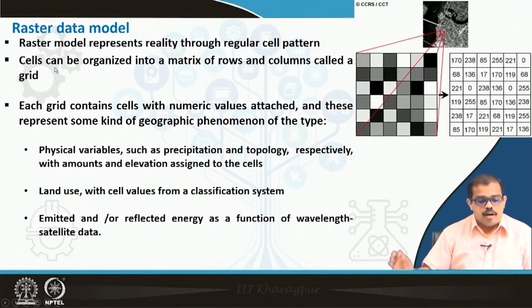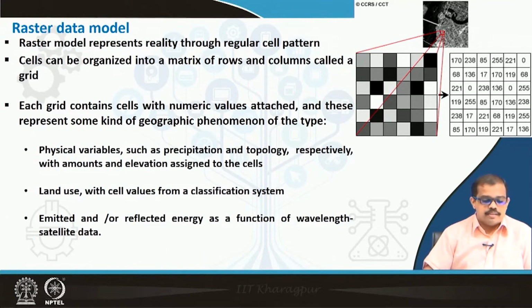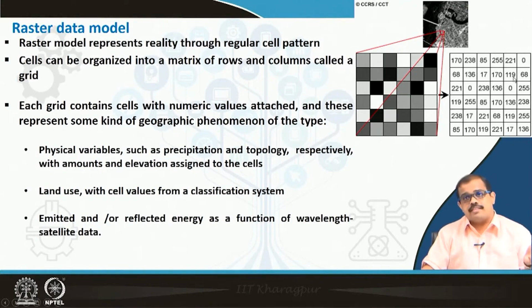Cells can be organized into a matrix of rows and columns and this is also called a grid. We had studied this in our previous module. It is a grid. Each grid contains cells with numeric values attached, and these represent some kind of geographic phenomena. It can be a physical variable such as precipitation and topography, with amounts and elevation assigned to the cells. For example, if it is topography, it would have the values of the topographic variations that are there on the earth surface associated here.